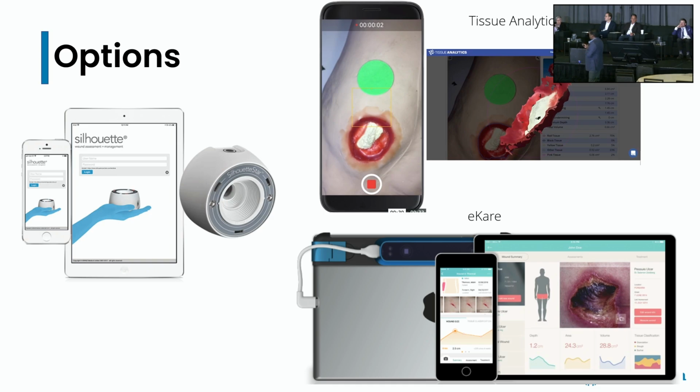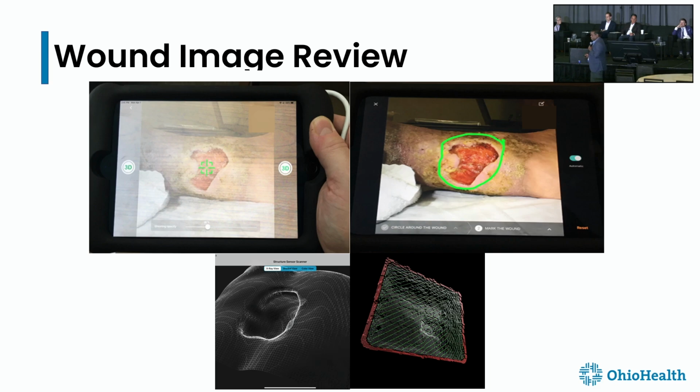These are the three we have used. The tissue analytics is one. eCare is what we use majority in our core lab for clinical trials. What it is basically, it's a simple iPad-based or now any iPhone Pro-based app where you take a picture, and what it creates is this contour based on the macro photography thing.